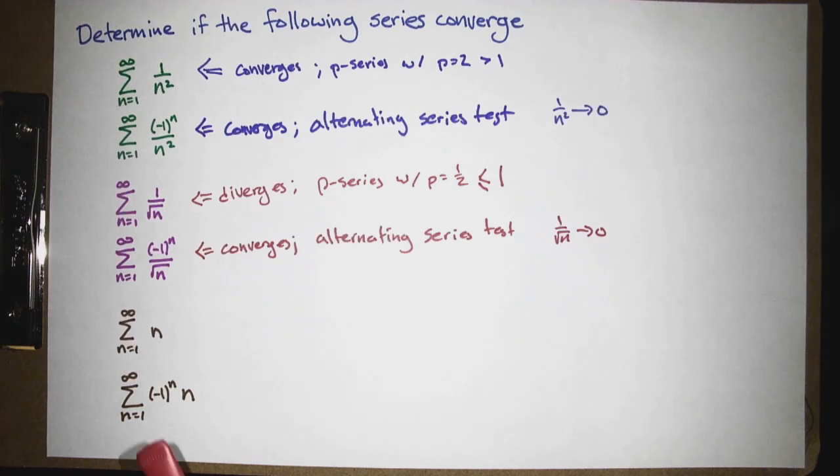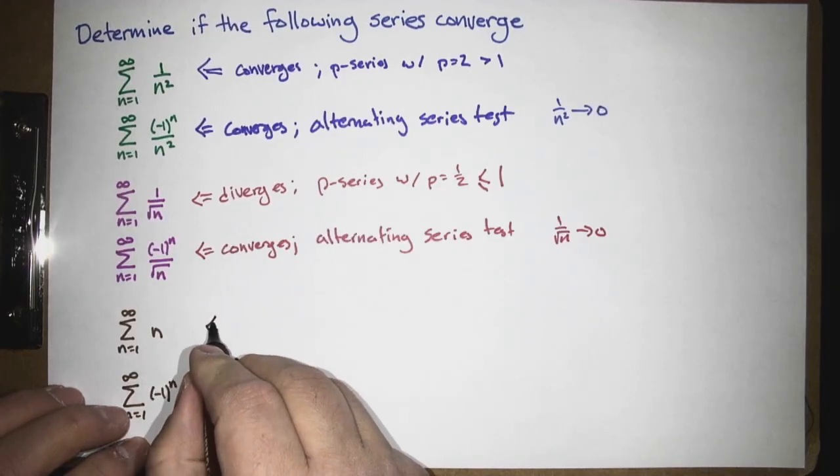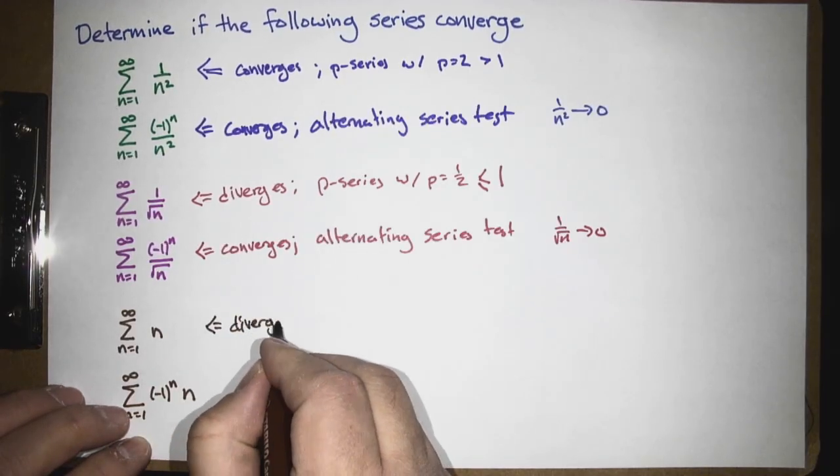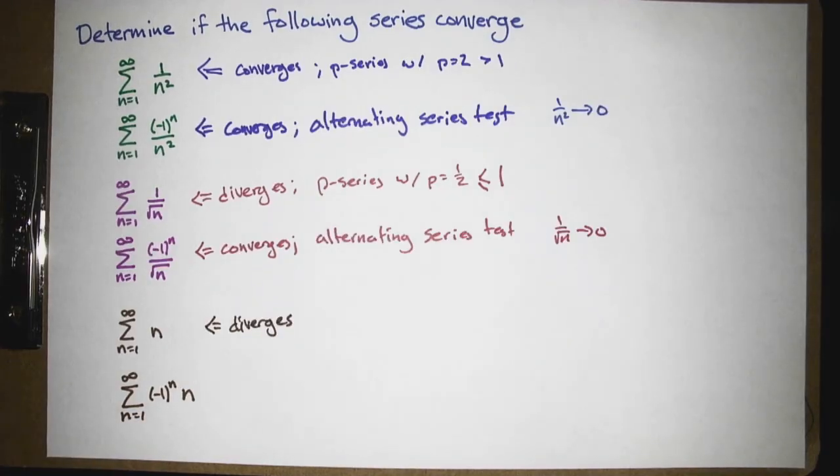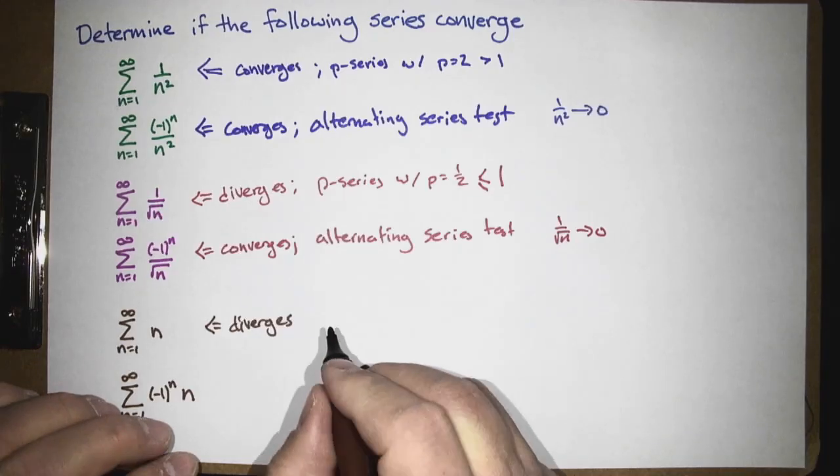Okay, 2 more. If I add up n, so I add up 1 plus 2 plus 3 plus 4 plus 5, does it converge or diverge? Diverge? How do we know? Diverge is the correct answer, but how do we know that? What's the test? What test allows us to say this diverges? The nth term test.